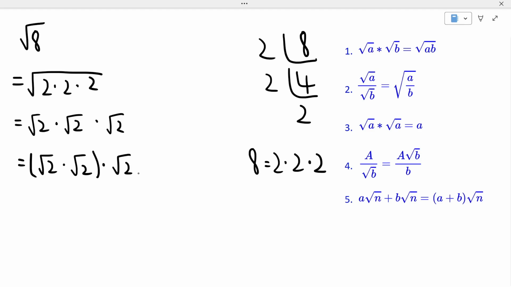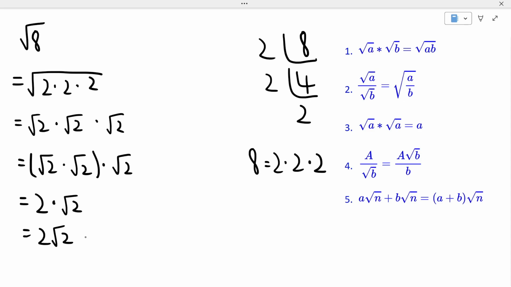And using property 3, which states that square root of a times square root of a is just equal to a, we can rewrite square root of 2 times square root of 2 inside the parentheses as 2, and the entire expression is just 2 times the square root of 2. We usually write this without the multiplication sign, so this is the same as 2 square root 2.